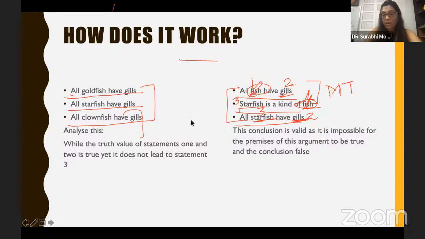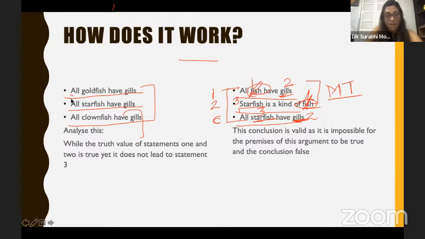I repeat, when we are dealing with a valid syllogism, we have three statements: statement 1, statement 2, and the conclusion. In statements 1 and 2, we have used 3 terms and one term has been used twice. The term which is used twice is known as a middle term. This term does not get used in the conclusion. Right?